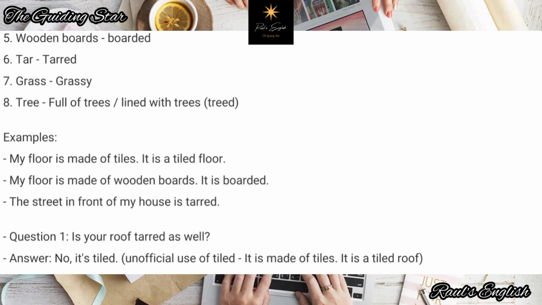So my floor is made of tiles. It is a tiled floor. So it is made of tiles. What is it made of? Tiles. That makes it a tiled floor. So the word tiles was a noun. Now I'm using it as an adjective. Tiled floor. What sort of floor? Tiled floor. Right. So it says something about the floor.